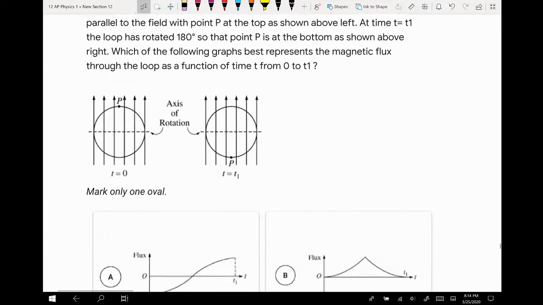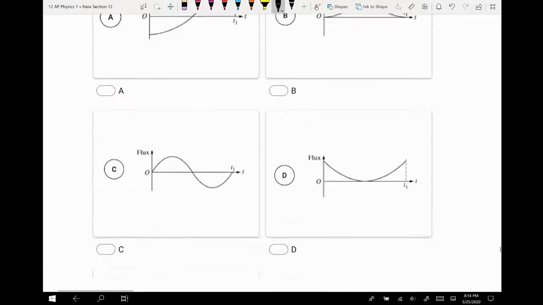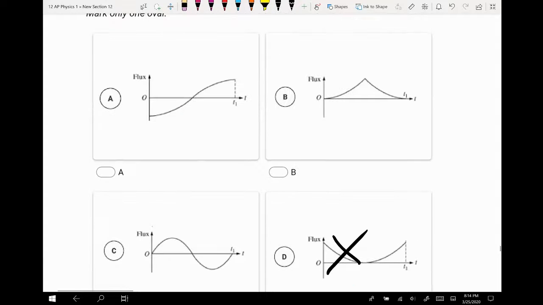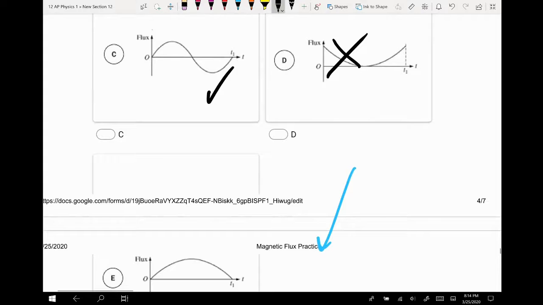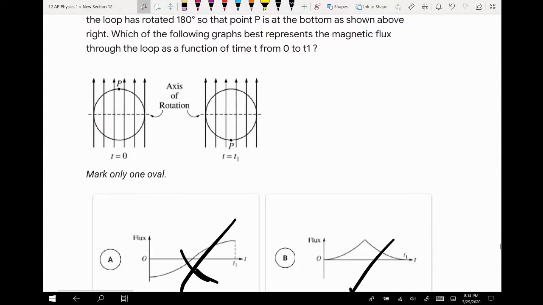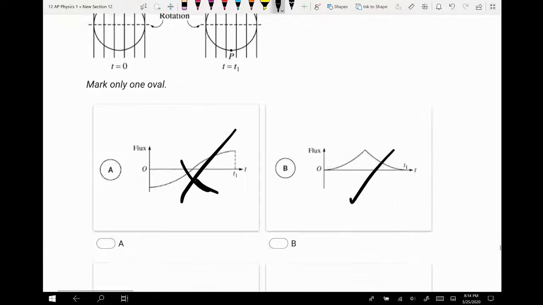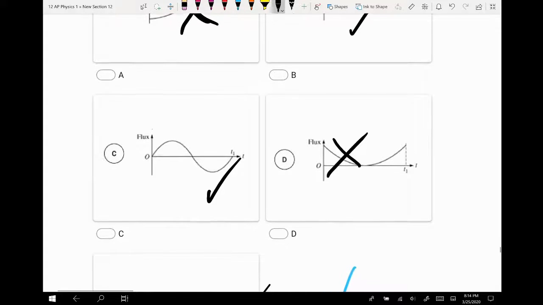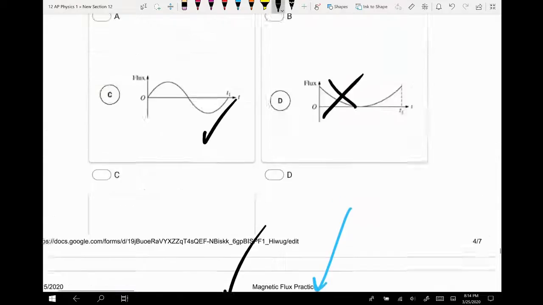So what we can really think about is at the beginning, we don't have any flux. So we're looking at something that starts off with 0 flux. So this one's no good. This one's no good. This one's in the running. This one's in the running. And this one's in the running. So with this, we start off with no flux because our magnetic field is not going through our area. We also have to end at a spot with no flux. This one doesn't do it. This one does end with no flux. This one ends with no flux. And that one ends with no flux.